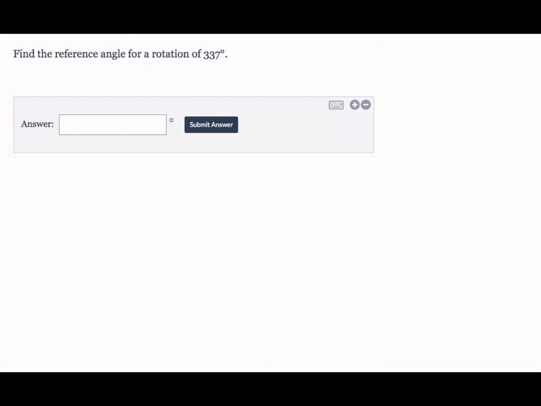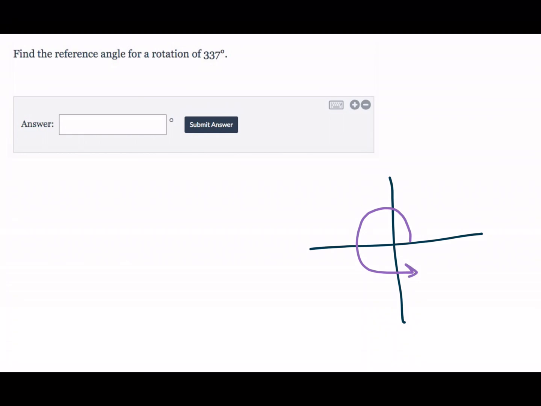Okay, so the first question I'm going to do is I want to find the reference angle of 337 degree rotation. So I need to figure out which quadrant this falls in. If I was to draw a sketch of this angle, it would go in quadrant 4, okay? Because each of the quadrants go up by 90 degrees. This one's 270, and then the full circle is 360. So that means that the angle of 337 degrees falls between 270 and 360.